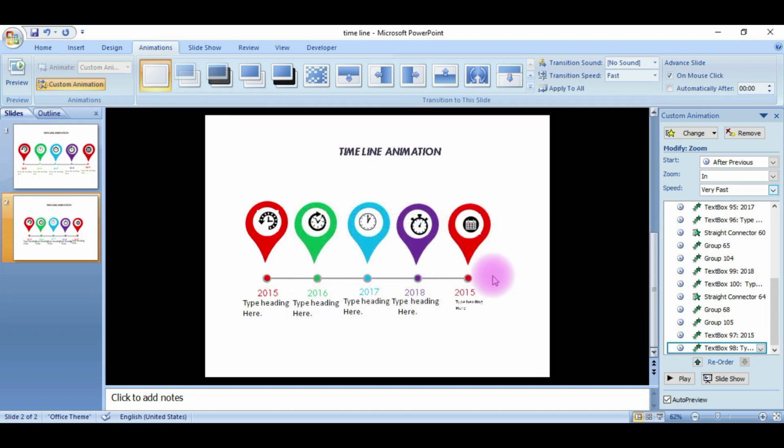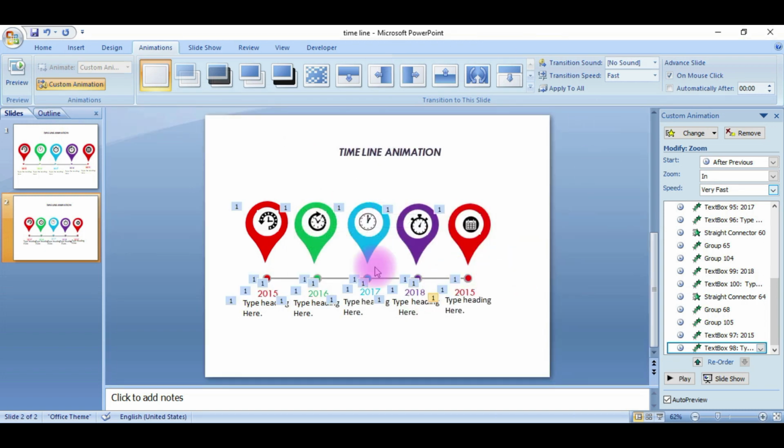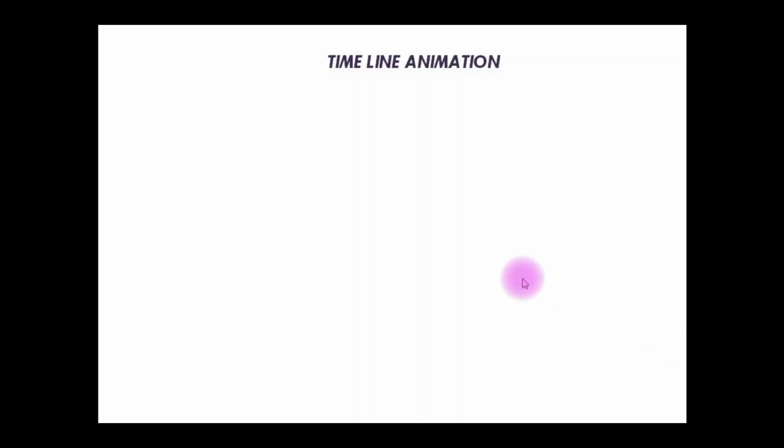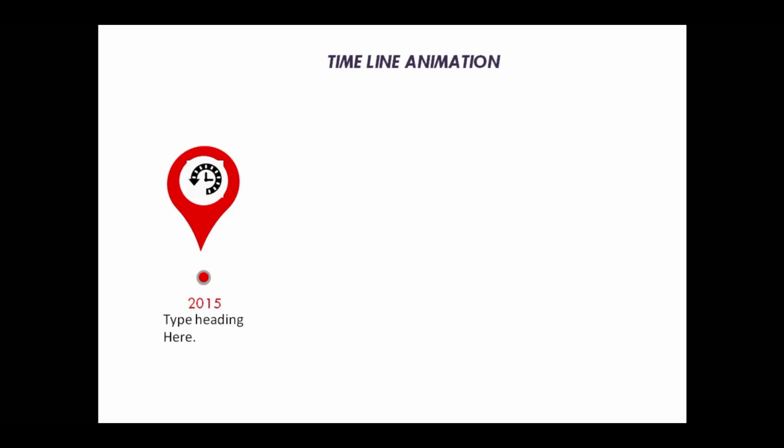Now click on the slideshow. The animated PowerPoint timeline slide will look like this.